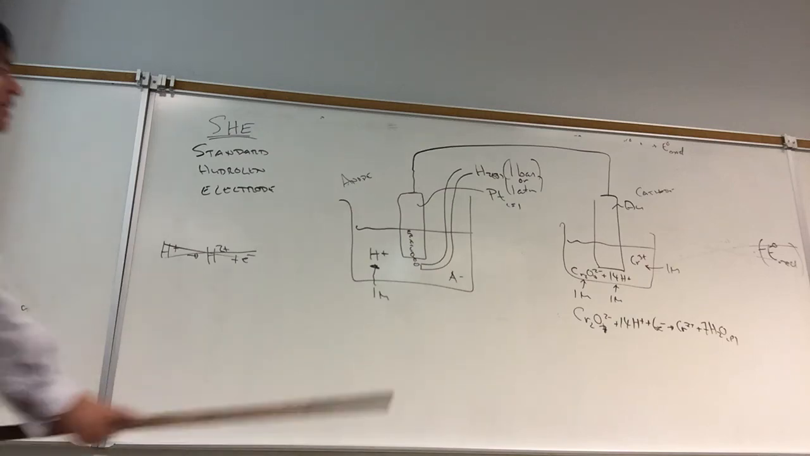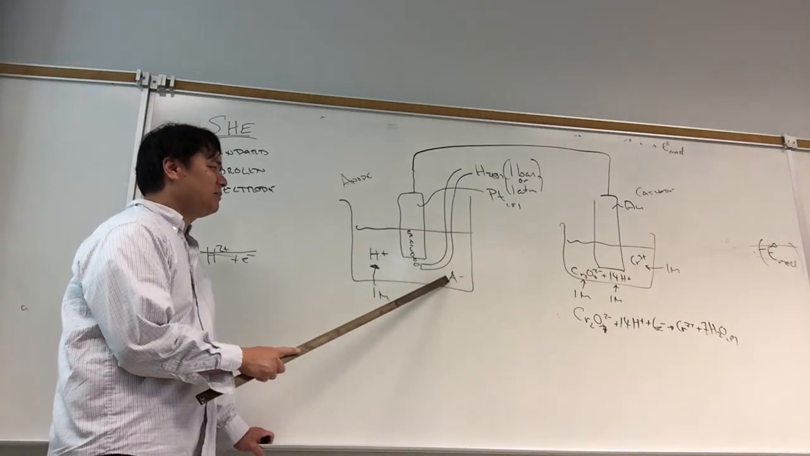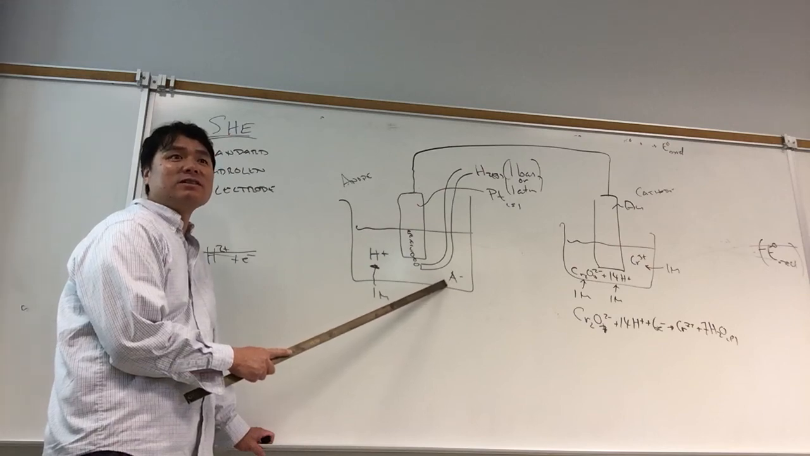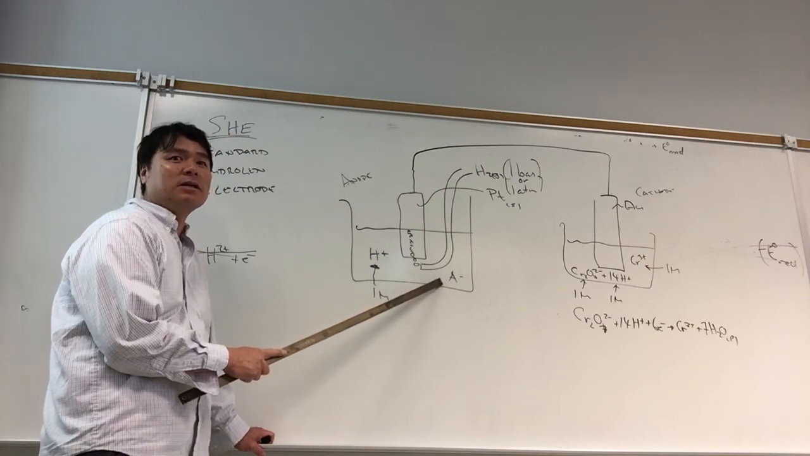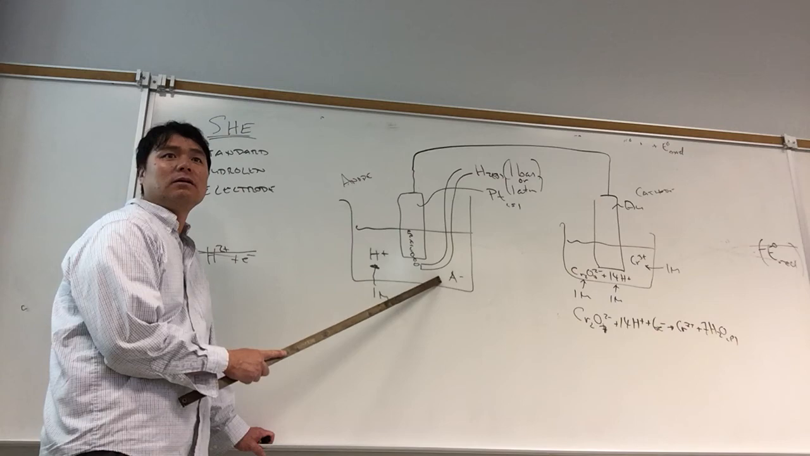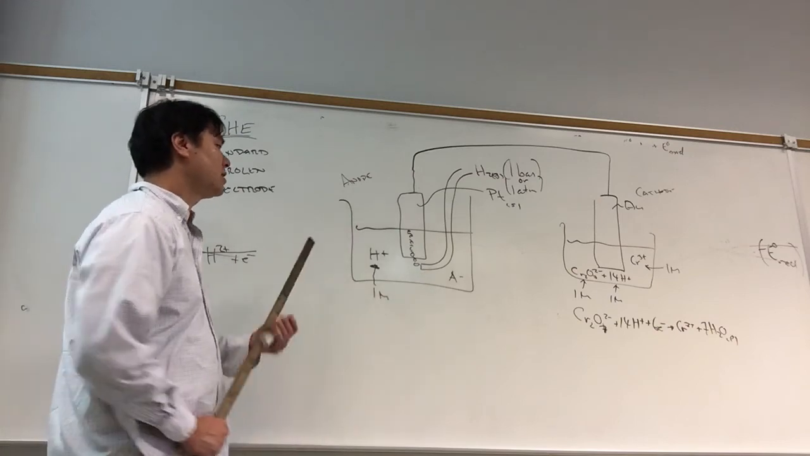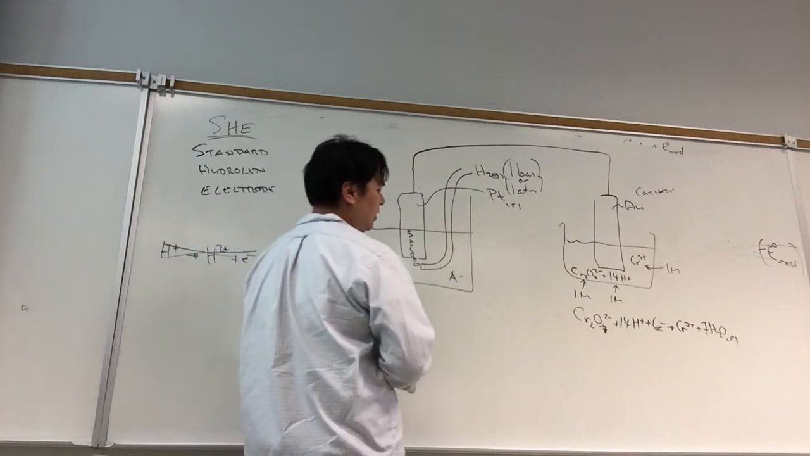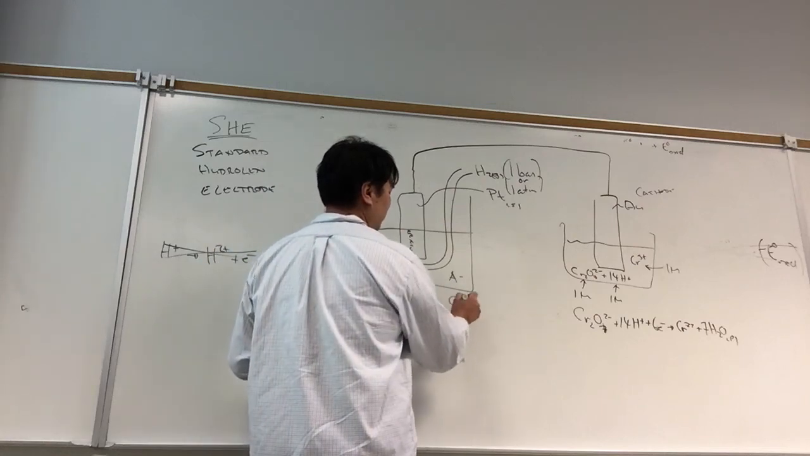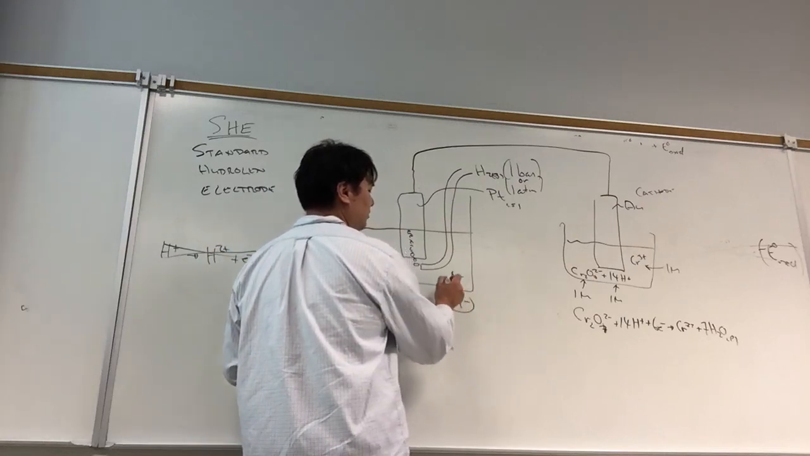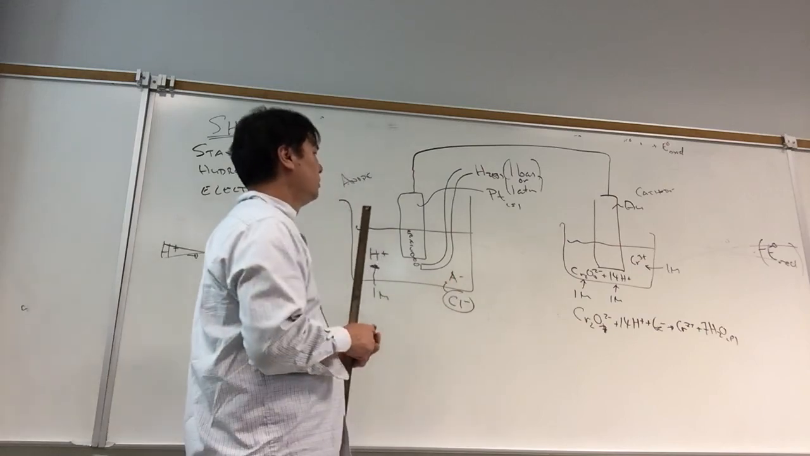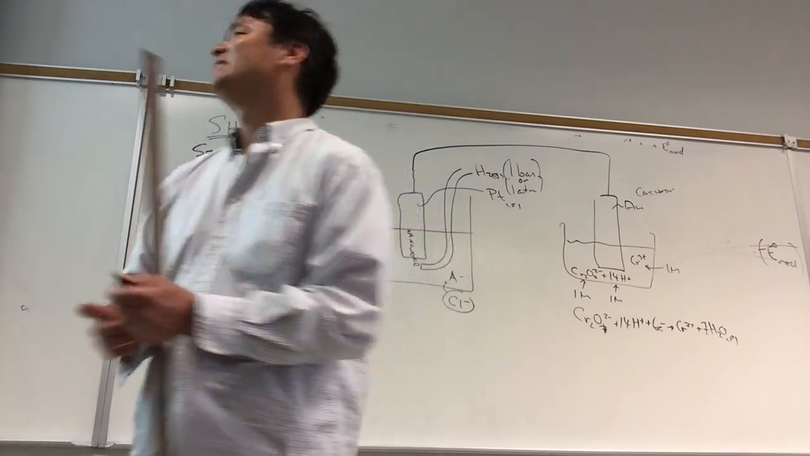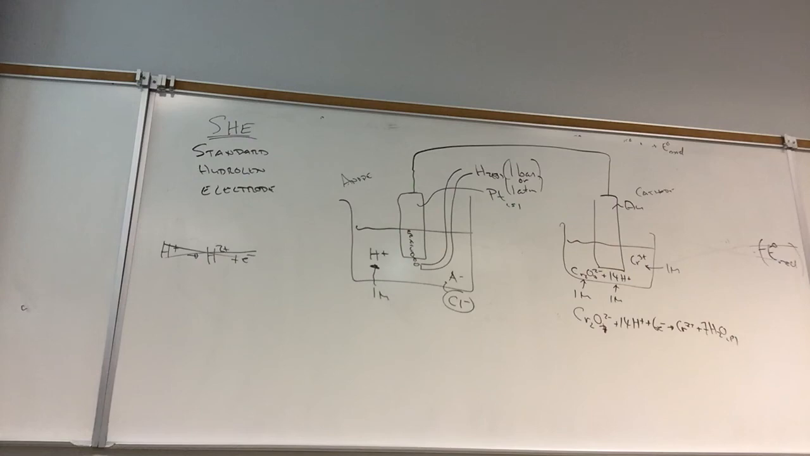Okay, now we have this anion. Well, this has got to be an inert anion, because if it's not an inert anion, we could potentially oxidize it. And so let's pick one. Let's say chloride. Is chloride inert enough so it doesn't react? Well, what's the oxidation potential for chloride?